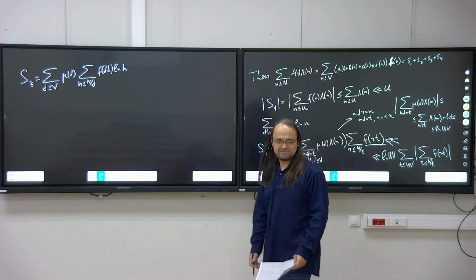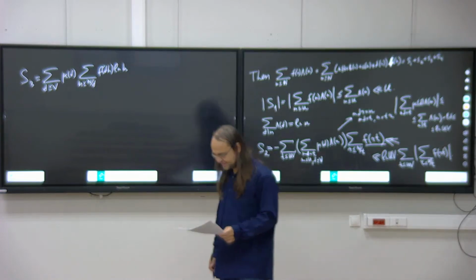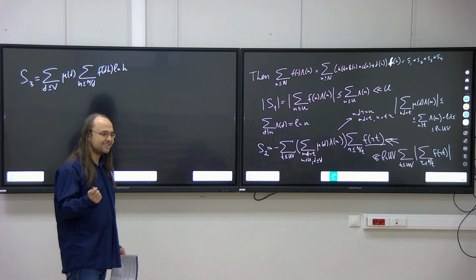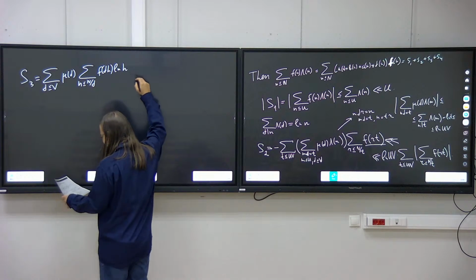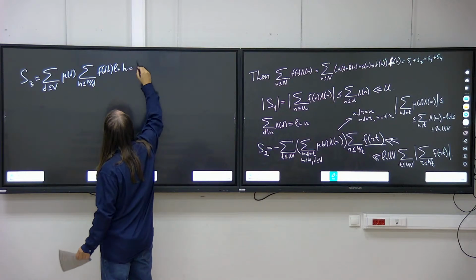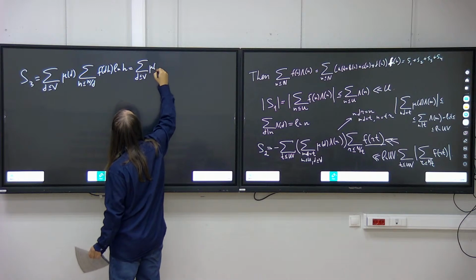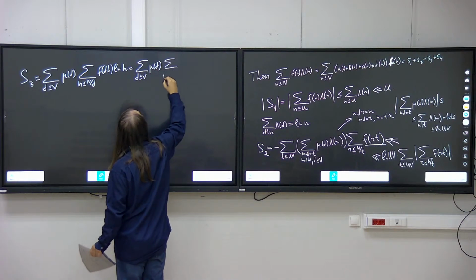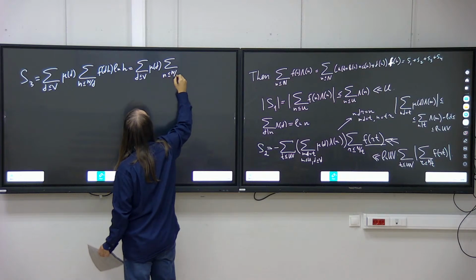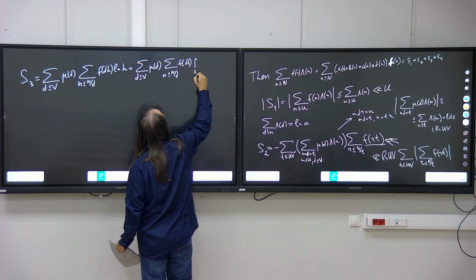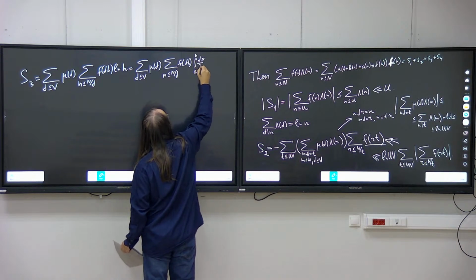Now for the creative interpretation of logarithm. Logarithm is actually, as you might know, integral of dx over x, right? So let's write it as an integral of dx over x. So this is sum over d less than or equal to v, mu of d, sum over all h less than or equal to n over d, f of dh, and then integral from 1 to h, dx over x.